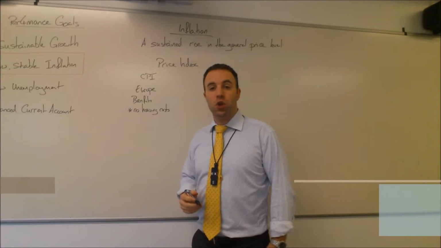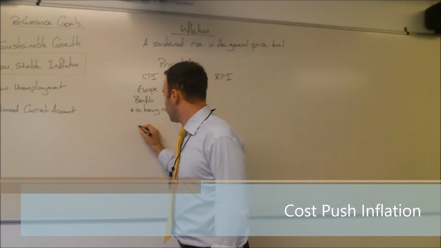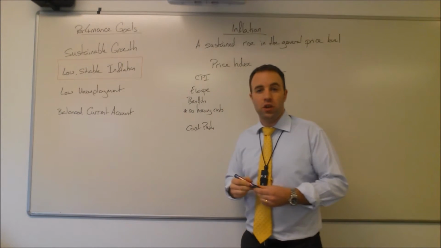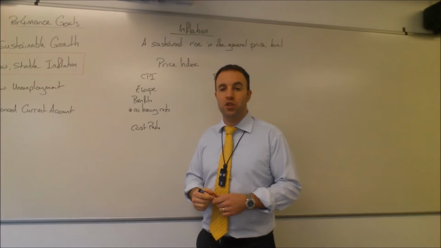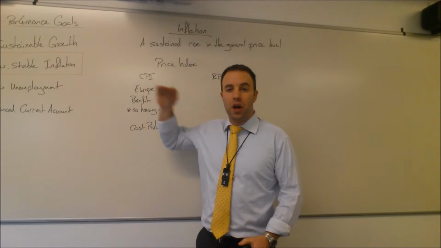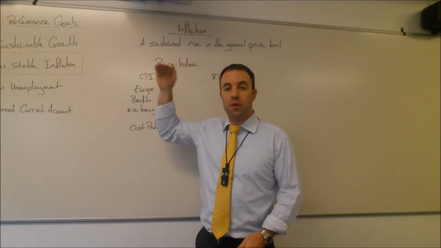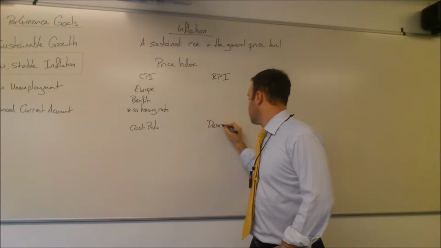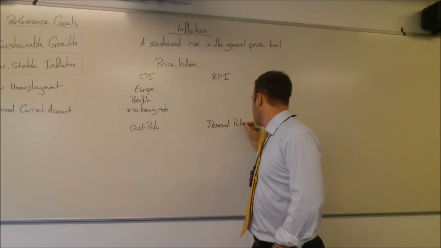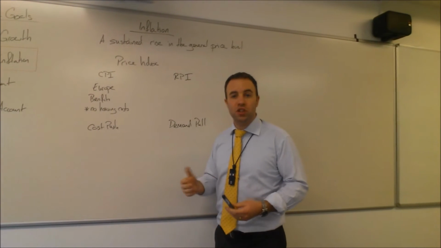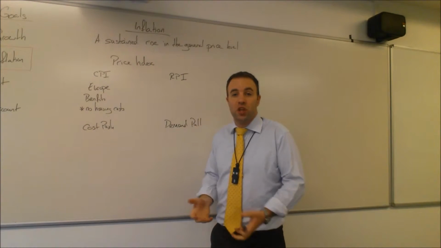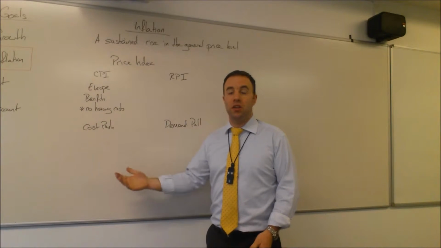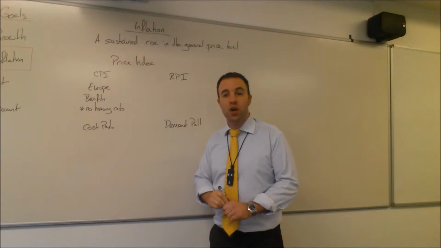There are 2 major causes of inflation. First of all, we have cost push inflation. Cost push inflation happens when firms' costs are going up and up and up, so they put their prices up and up and up. The second type is demand pull. This is when people are demanding so many goods and services that the economy just can't keep up with them anymore. This is the type of inflation that we were talking about in the sustainable growth video, if you remember that one.